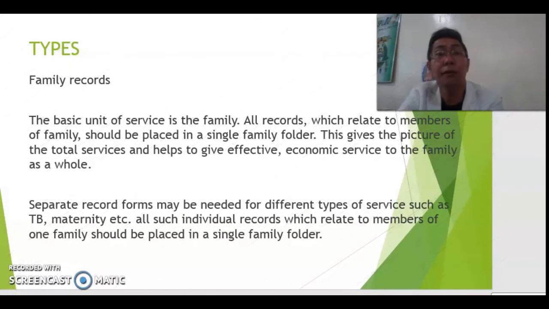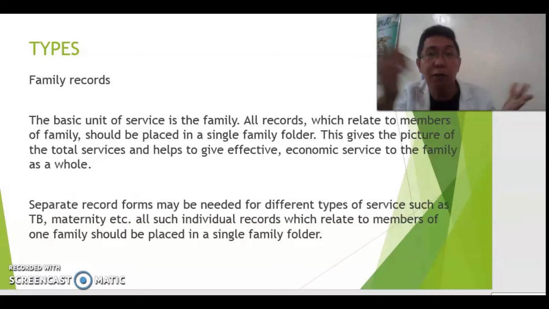And then of course, the next type, family records. Because our services in the community are basically for the family, the basic unit of service is the family. So all the records relate to the members of the family, and we should always keep those records in a single family folder, because this will give us a better picture of the total services, for us to give effective and economic services to the family as a whole.